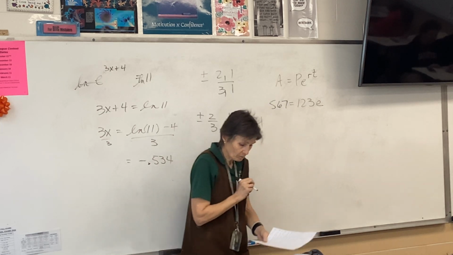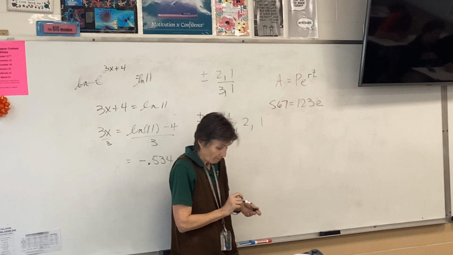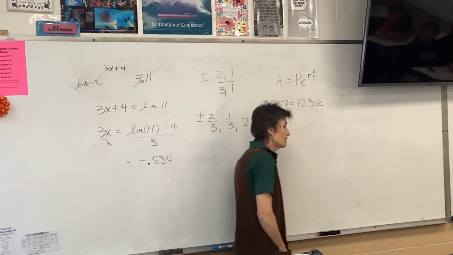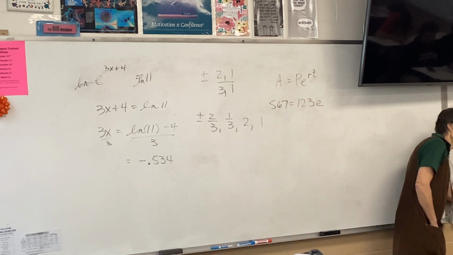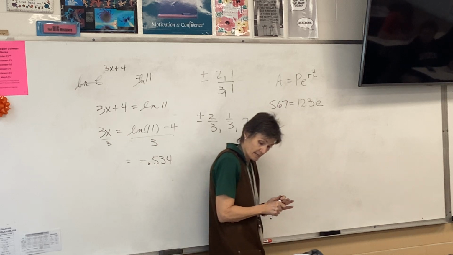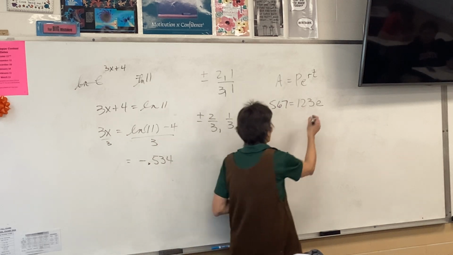The growth rate is given as a percent. And remember, no percents go into the formula. You have to move the decimal point left twice and make it a decimal. So 0.112.